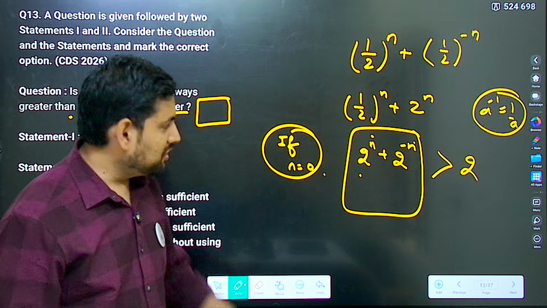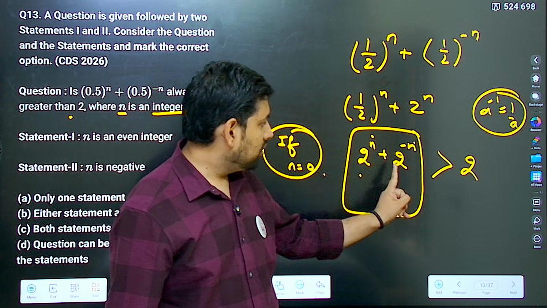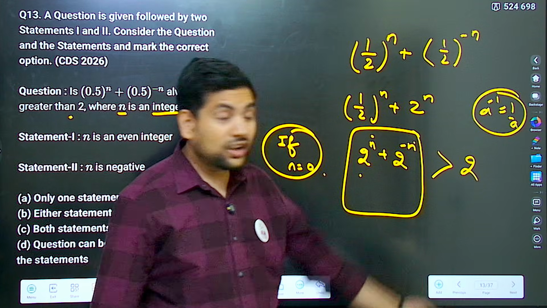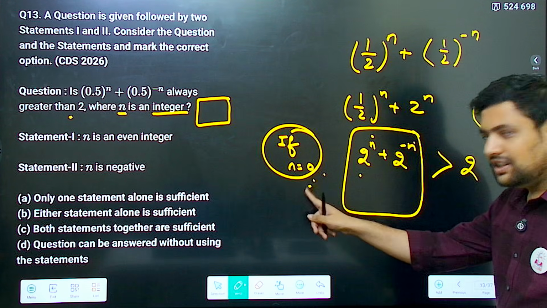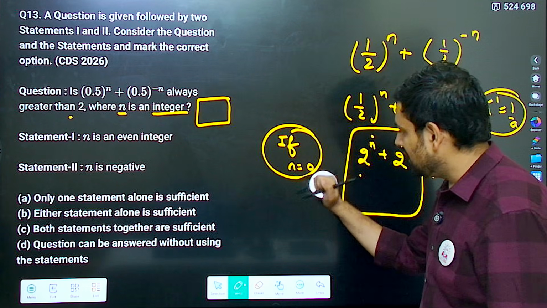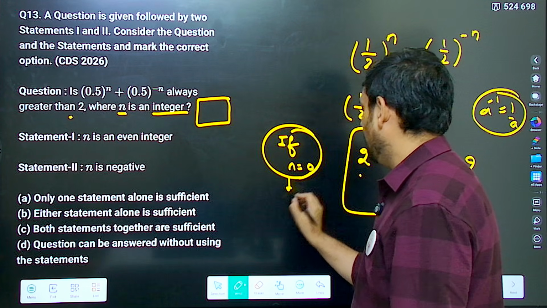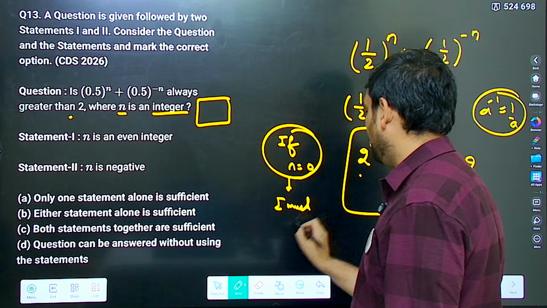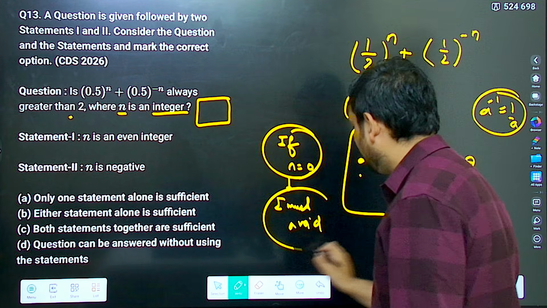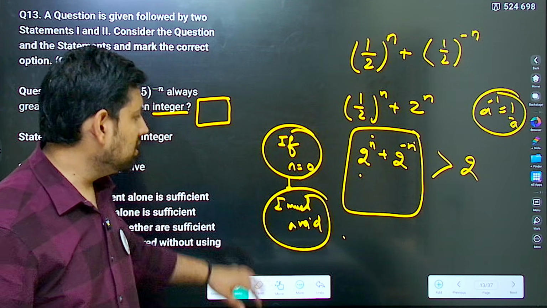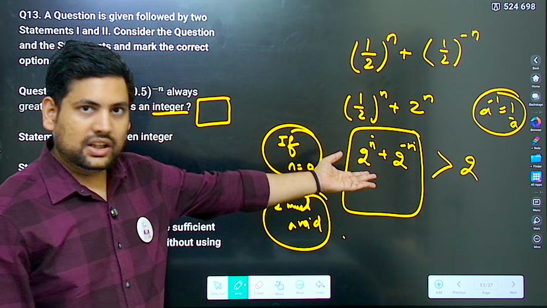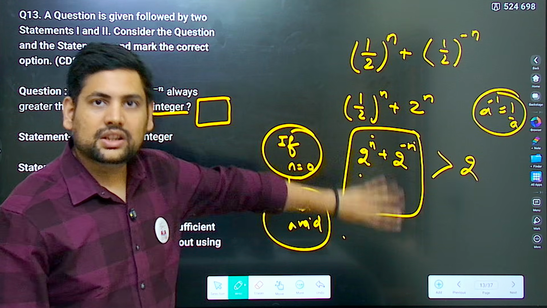Because if n is equal to 0, this is 2 power 0, 1, 2 power 0, 1, 1 plus 1, 2, not greater than 2. It is equal to 2. So n equal to 0 is the only case that I must avoid. Because if n equal to 0 is included, then I won't be able to give a sufficient answer, because if you include 0, then this is wrong. If you don't include 0, then this is right.